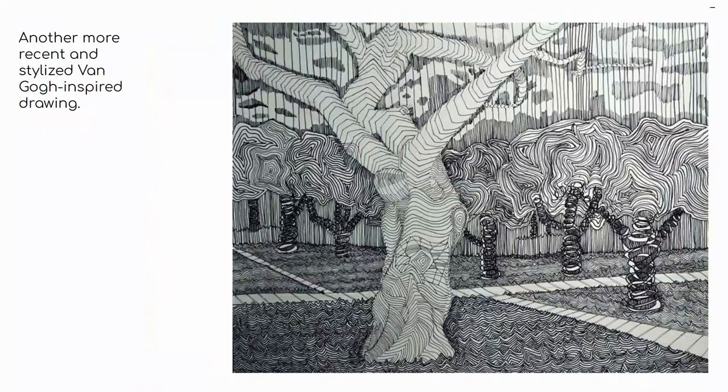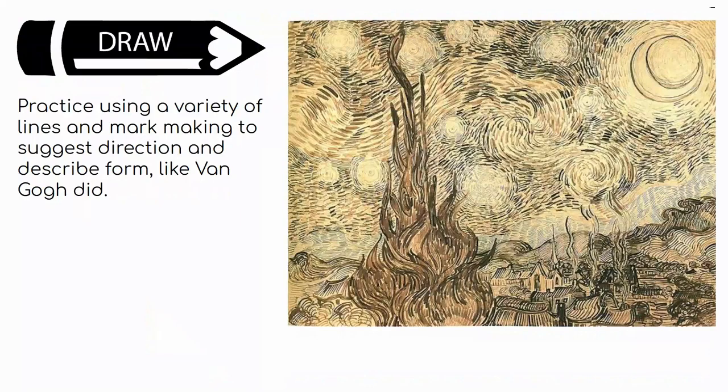So I'm just going to fast forward a little bit here. There's an interesting version of Starry Night as a drawing. Like maybe that would have been a preliminary sketch that Van Gogh did in preparation for the painting. But look at how he was able to still create a lot of movement in the sky with a strategic orientation of his lines.